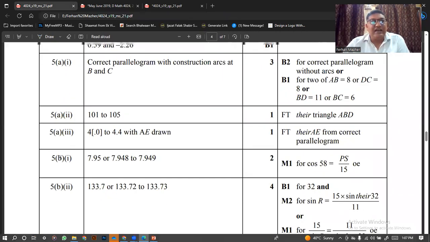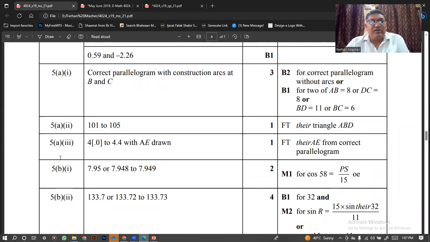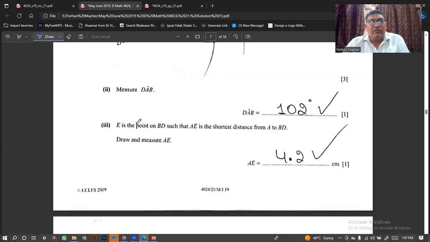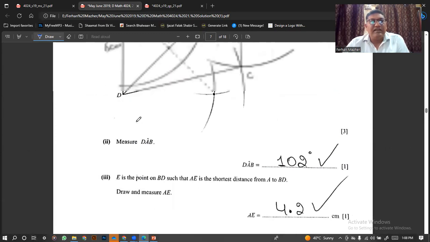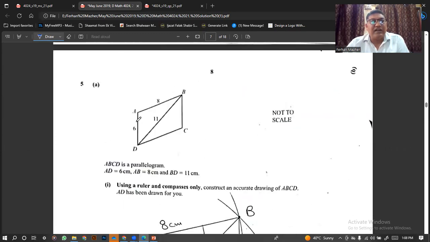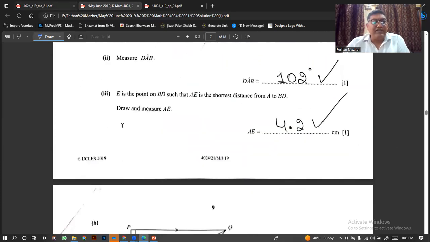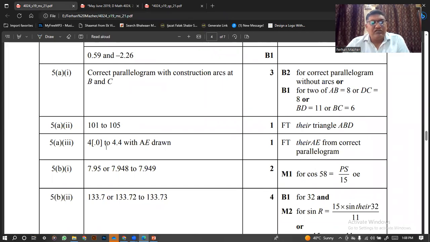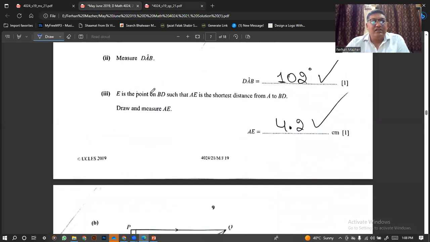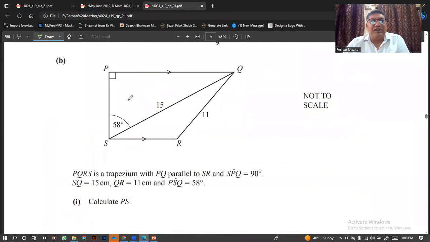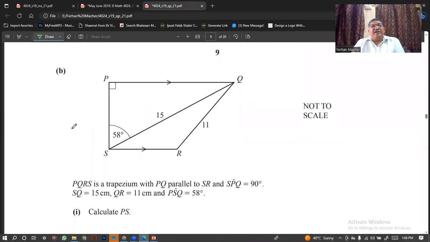So you can see the question number 5, it is 4.2 centimeter. A part is the third portion. Question number 5, its A part is the third portion. So our answer is right, sir. Okay, then we have question number 5, its B part. He says the PQRS is a trapezium with the PQ parallel to the SR.